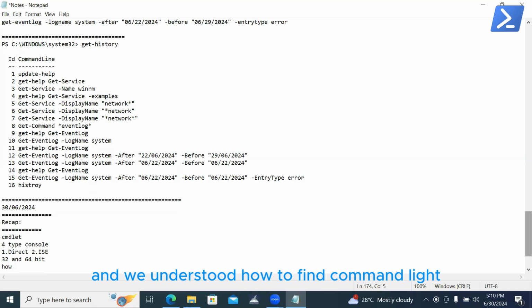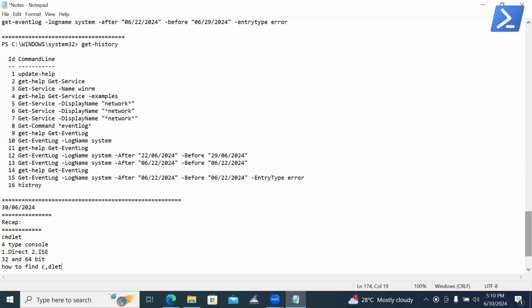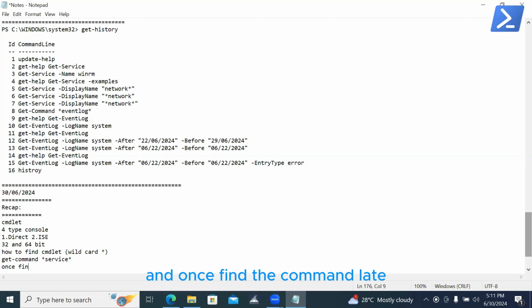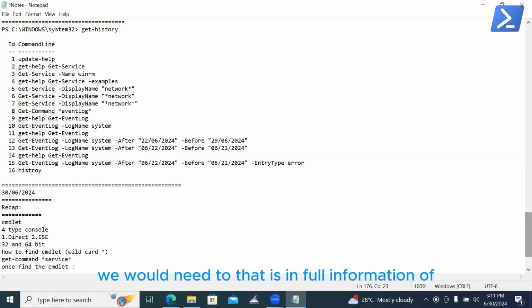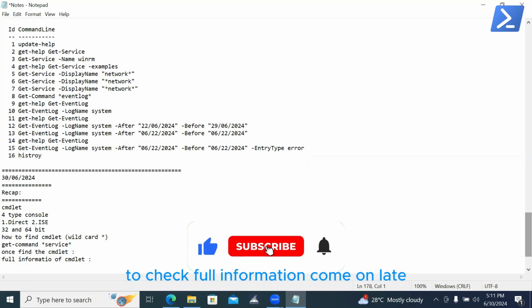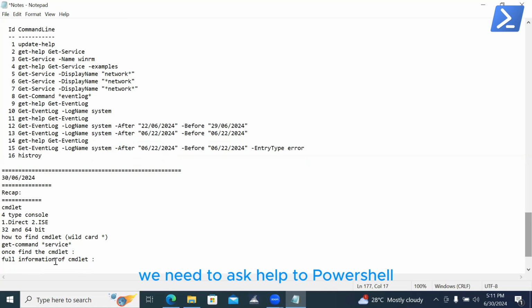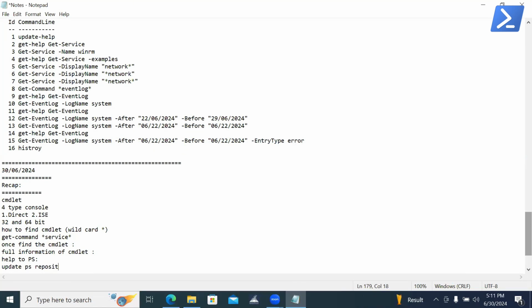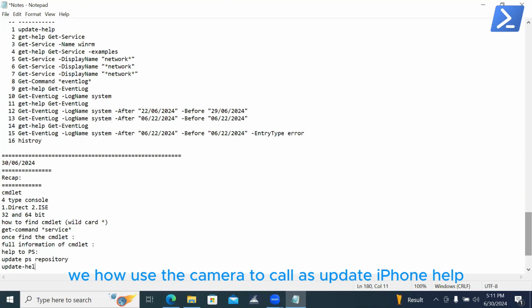And we understood how to find a commandlet with the help of a wildcard, which is star. So we know the Get- command where we use a star, like service, as we have used it. Once we find the commandlet, we would need full information of the commandlet. To check full information of a commandlet, we need to ask help from PowerShell. For that, we would need to update our PowerShell repository. For updating, we have used the command called Update-Help.